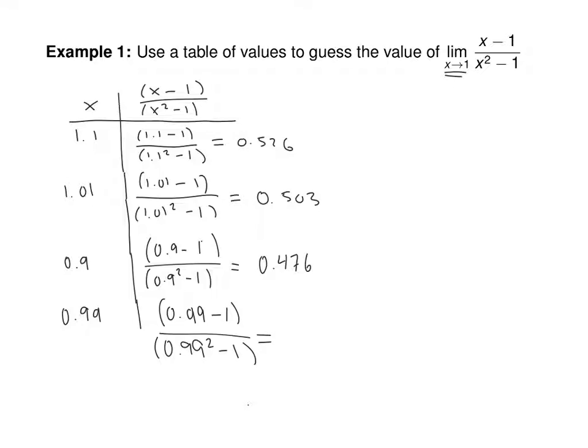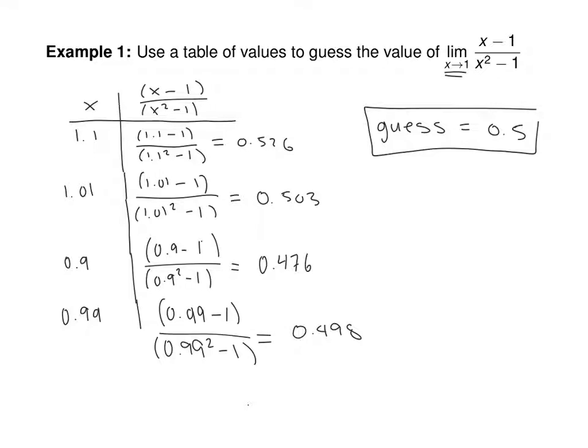And that gives you 0.498. So when our guesses were a little bit bigger than 1, what happened is that the values seem to be getting close to 0.5, a little bit bigger than 0.5, right? What happens as your values of x go up to 1? Close to 0.5, but from below, right? So what's your guess that this limit is equal to? This limit is 0.5.